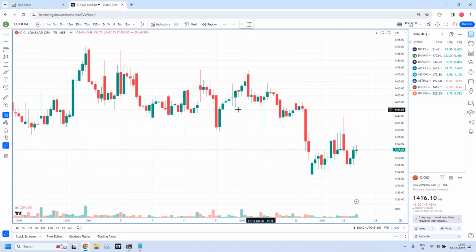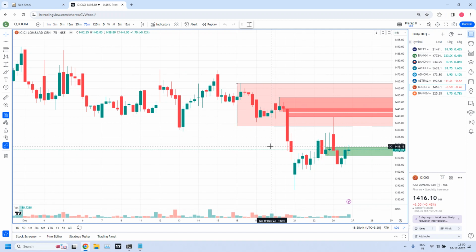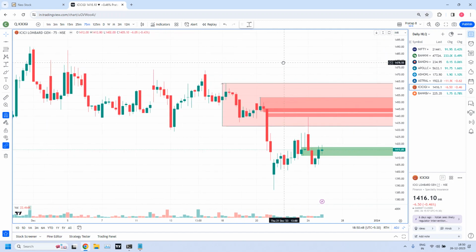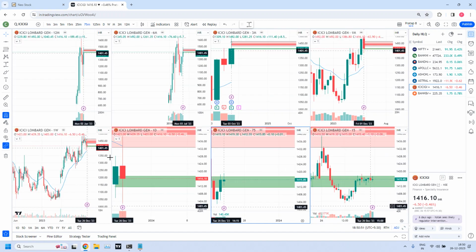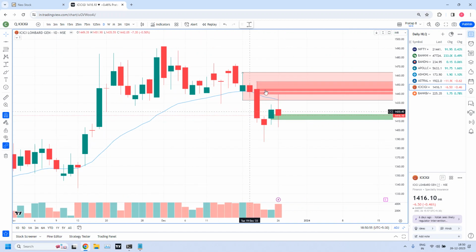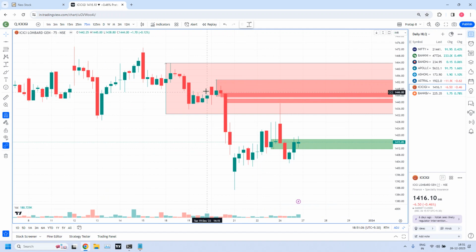This is a 75 minute zone, supply zone. Sorry, this is also a daily zone, not 75 minutes. Inside we fine tune. We have a drop, 2 base candles and a drop. This is a daily high liquidity zone. And inside we identified a 75 minute zone. We have a drop, 2 base candles and a drop.